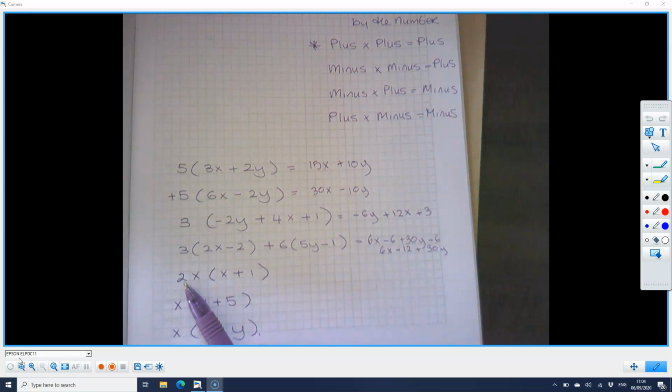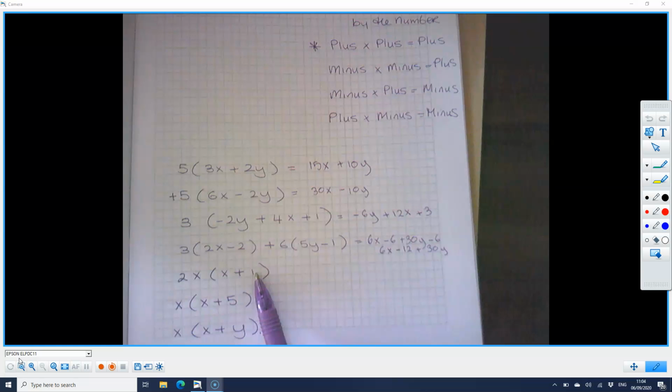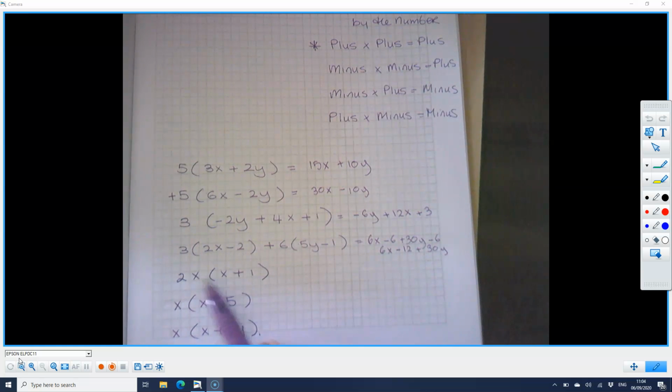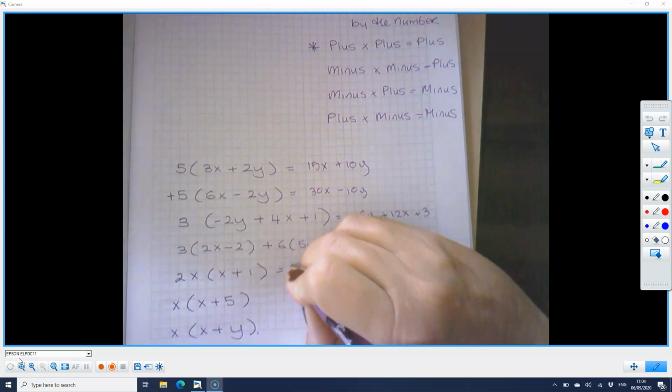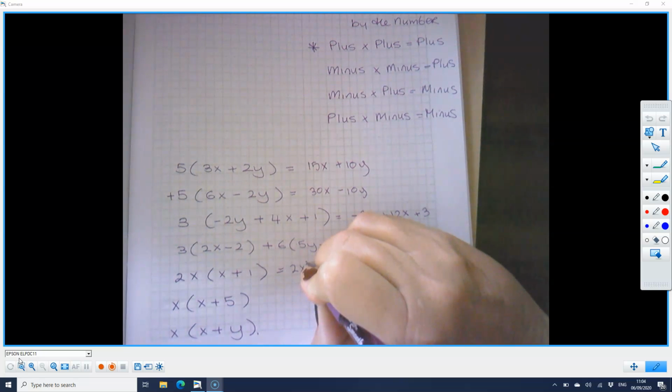This one, I've got a 2x outside the bracket. So this x does not mean multiply because the bracket means multiply. So it's saying 2x times the stuff in the bracket. When you multiply an x by an x, you get an x squared. So 2x by x will give you 2x squared.